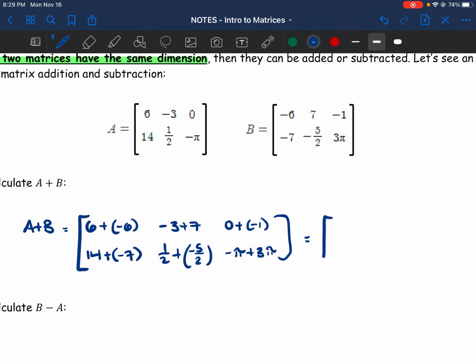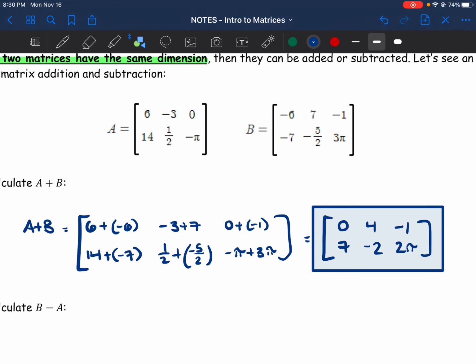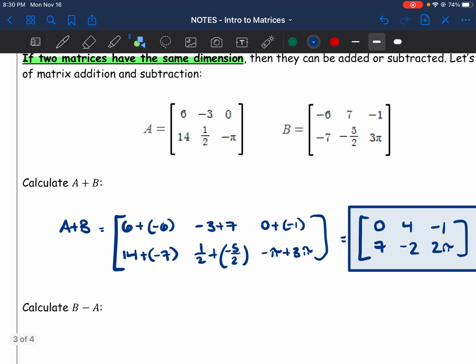Now, simplifying, 6 plus -6 will give us a 0. -3 plus 7 would give us 4. 0 plus -1 will have -1. 14 plus -7 would be +7. 1/2 plus -5 halves would be -4 halves, which would reduce to just -2. And then -1pi plus 3pi would be +2pi. So this would represent our sum of matrices A and B.